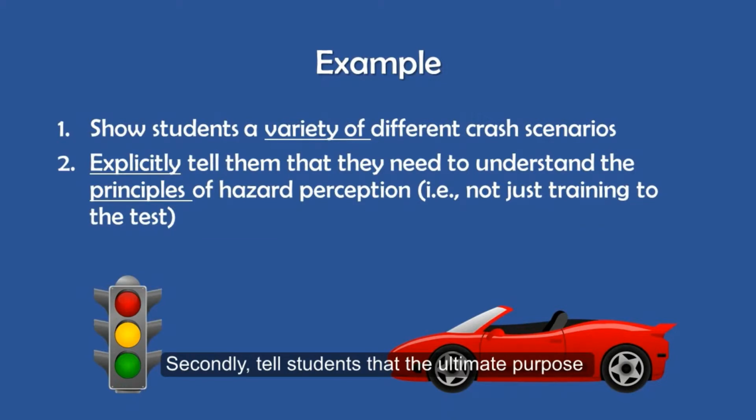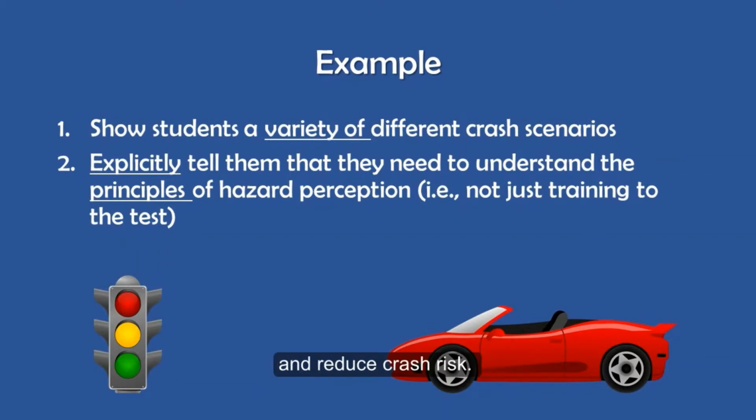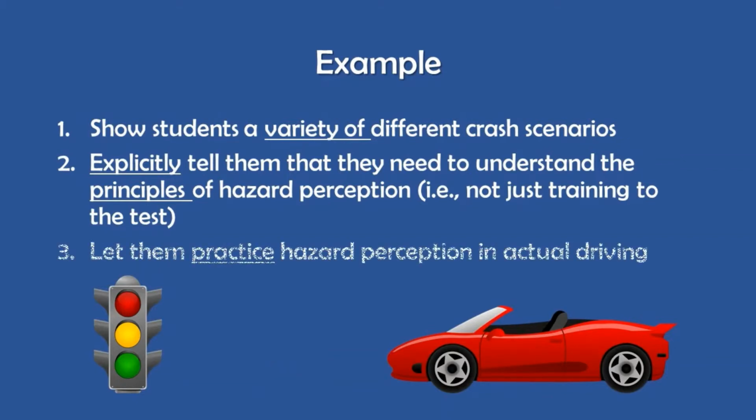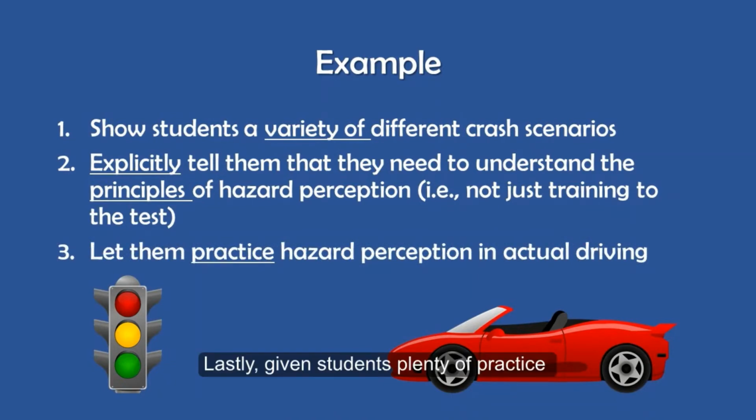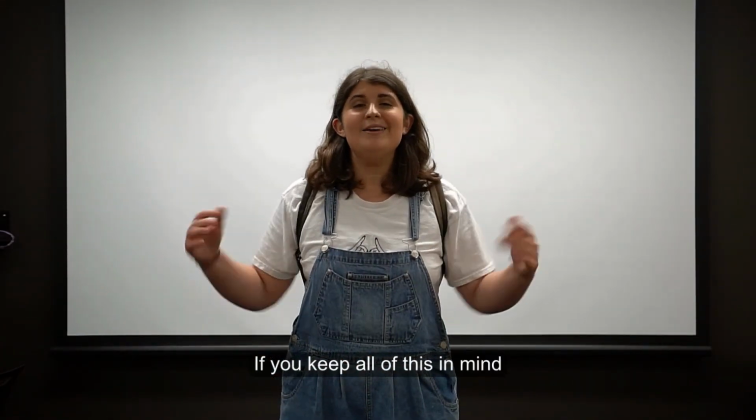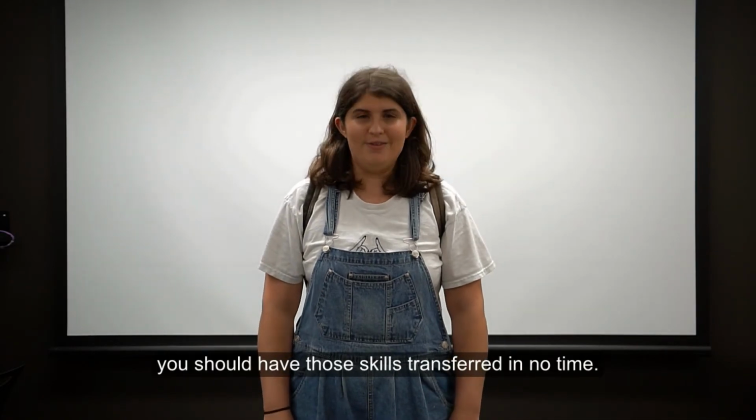Secondly, tell students that the ultimate purpose of hazard perception training is so that you learn the principles of hazard perception in general, so that you can apply it to real-life driving and reduce crash risk. Lastly, give students plenty of practice in transferring hazard perception skills by making them apply the same techniques in actual driving. If you keep all of this in mind, you should have those skills transferred in no time.